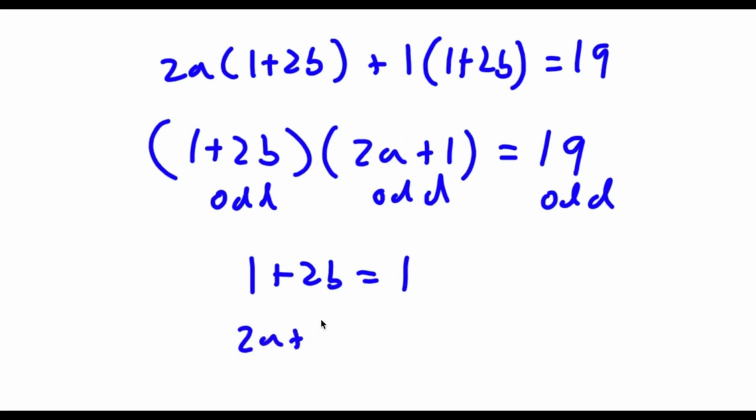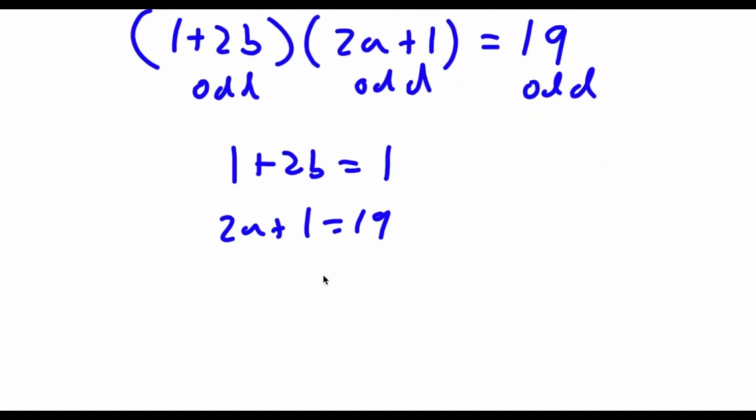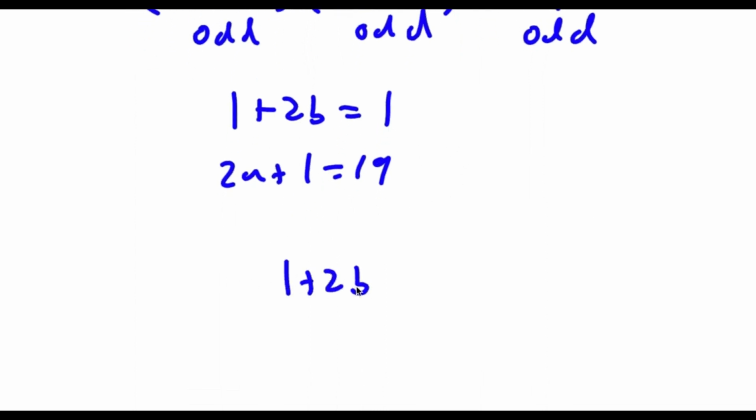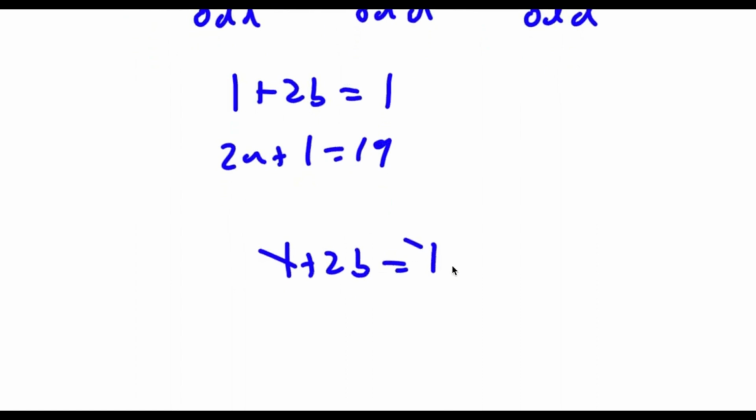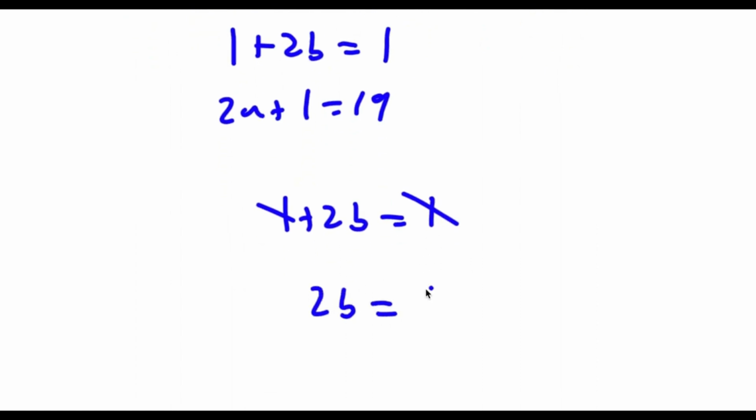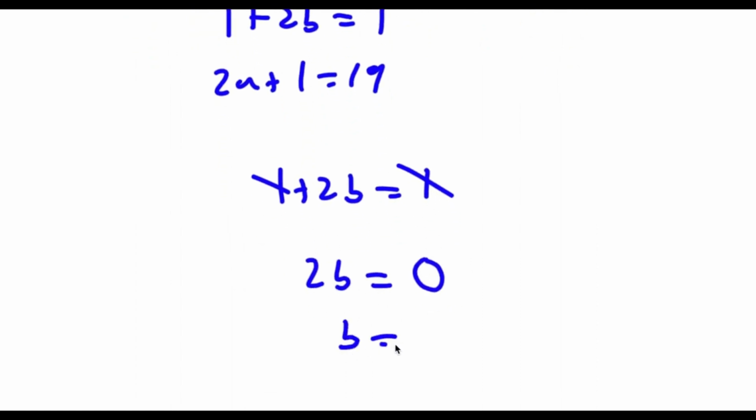So now if I set 2a plus 1 equal to 19, now I can simply solve for b and a. So let's first start with 1 plus 2b. So I have 1 plus 2b is equal to 1. I'm going to first cancel these 1's out. So I have 2b is equal to 0, meaning b is equal to 0. So this is the value of b.